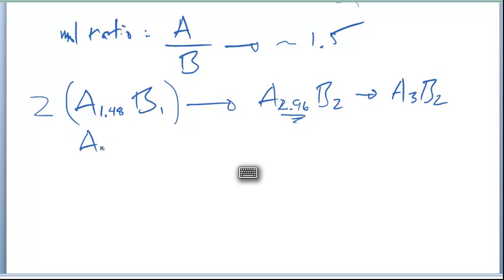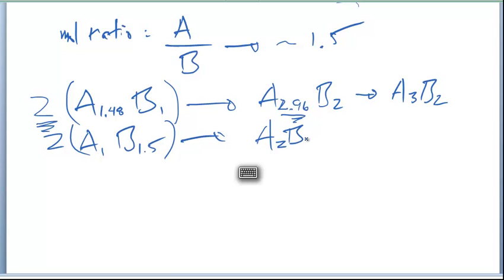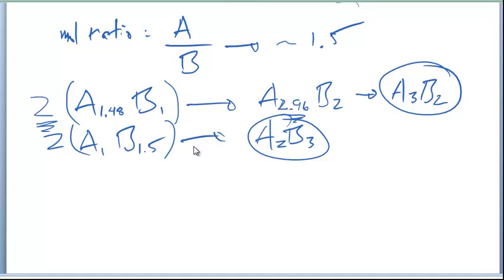We could have had something like this: A1, B 1.5. Same thing. Whenever you have 1.5, think to yourself, what is the smallest whole number coefficient, such that if I multiply through by that coefficient, I turn everything into a whole number. All of my subscripts turn into whole numbers, and in this case, it would be 2. All right, so then you'd get A2, B3. Okay, so that's one scenario that you're going to see over the course of this.